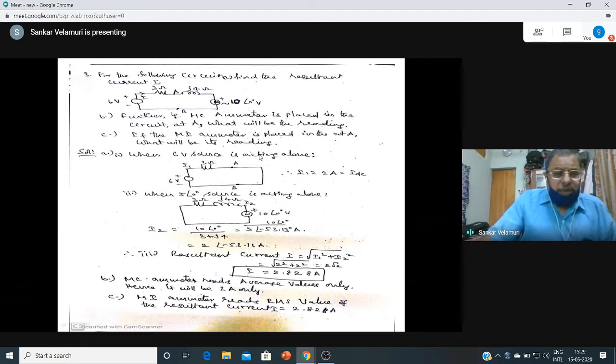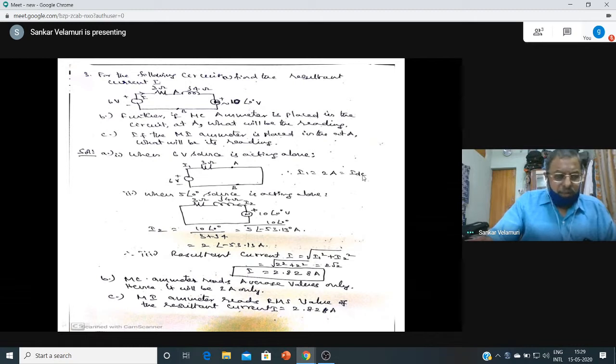So when the 6-volt source is acting alone, replacing the other voltage source by a short, how is the inductance eliminated? Because it is DC, under steady state condition, inductance acts as a short circuit. Therefore the voltage source is shorted, and the inductance also gets shorted, replaced with a short circuit under steady state condition. The current flowing through this is 2 amperes. I1, due to the first source, the DC voltage source, is 2 amperes.